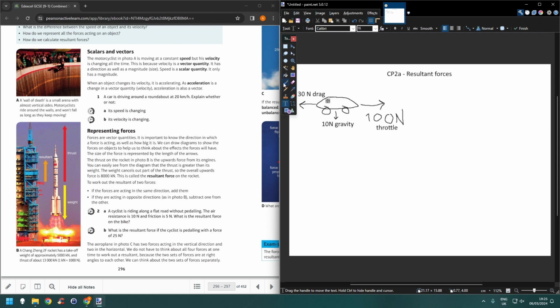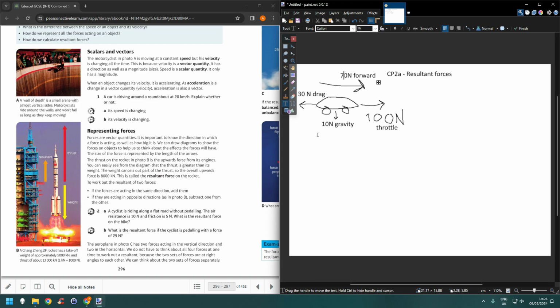And the resultant force from all of that, if we cancel them out and total them together, is 70 newtons forward, because the 30 newtons of drag takes 30 newtons off the forward force, resulting in 70 newtons total moving forward.